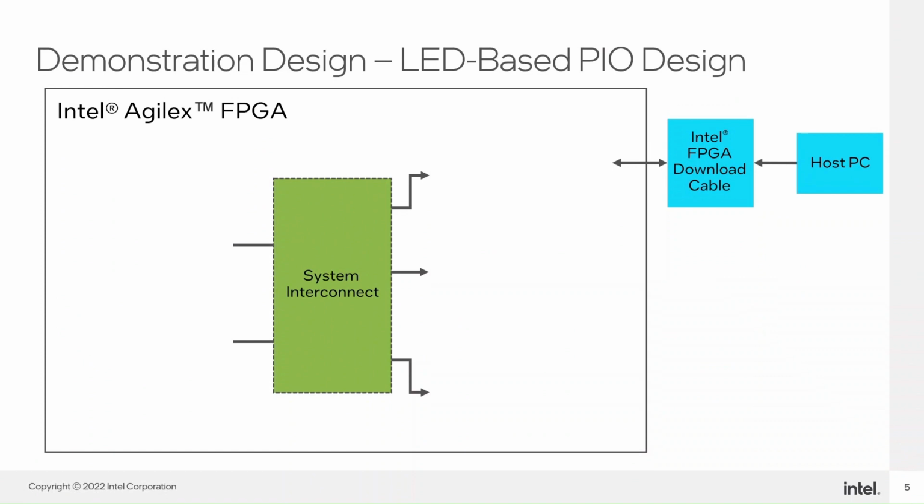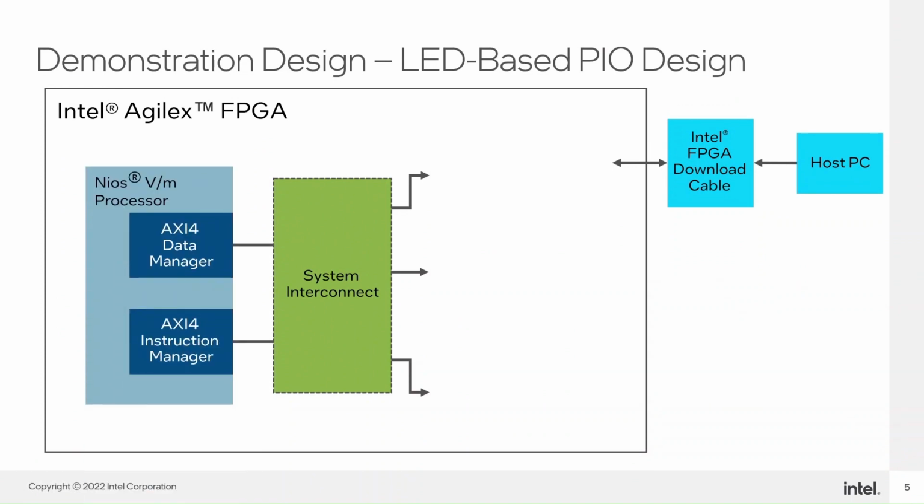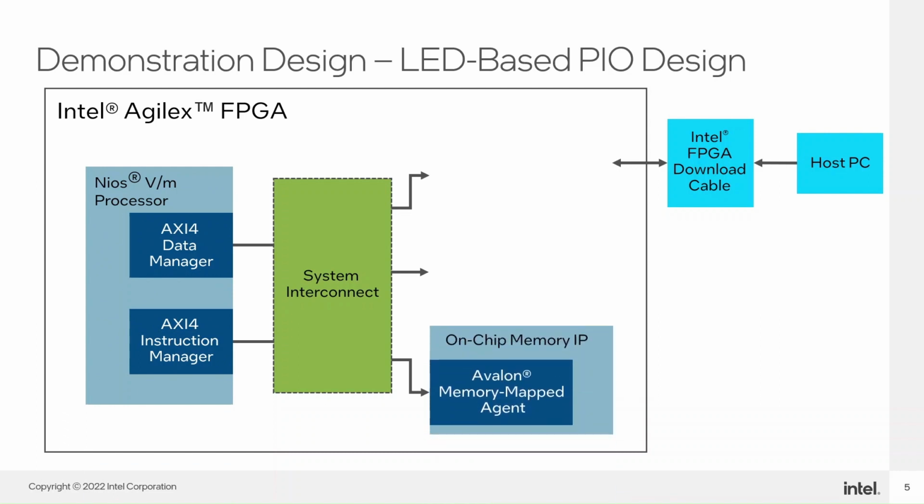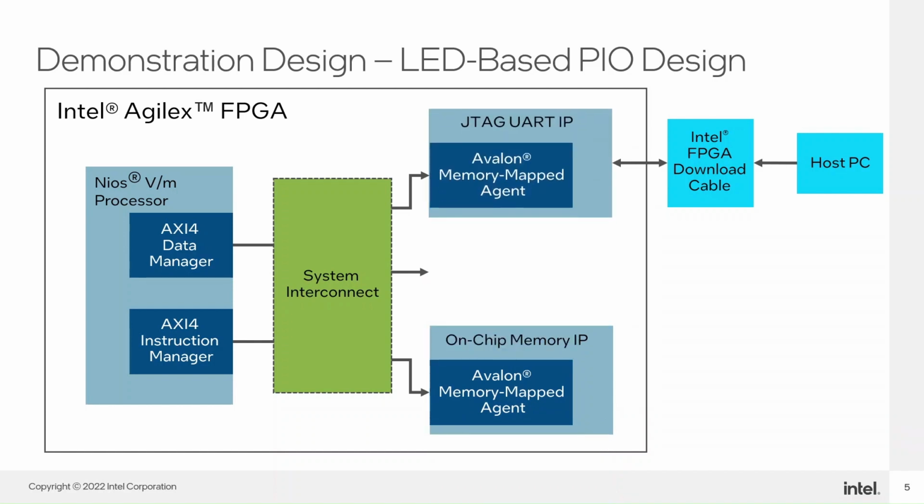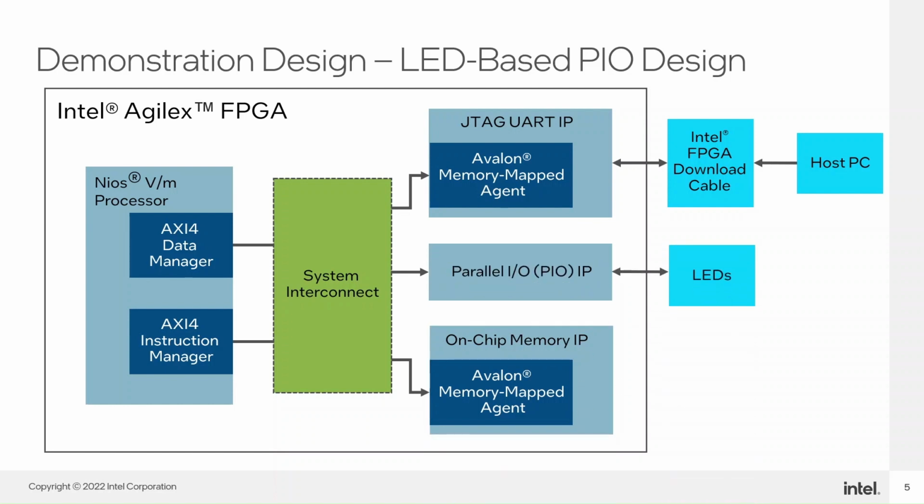For clarity, we will walk through the flow using an LED-based parallel I/O design. The Nios V processor will act as the microprocessor for executing instructions. On-chip memory stores data and instructions, while JTAG enables serial character communications between the Nios V processor and host computer. PIO will communicate with the LED for output display with data from the Nios V processor.